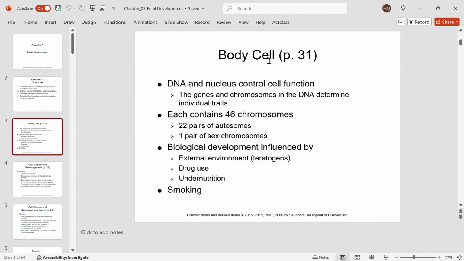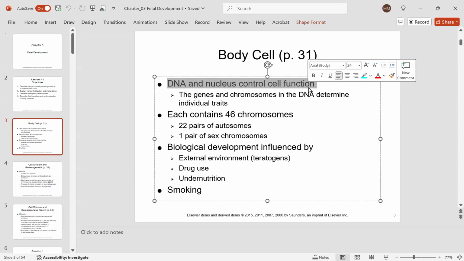So in your cells, you have the DNA and the nucleus. The nucleus controls the cell. This is kind of a review of anatomy and physiology. Whatever genes and chromosomes are in a person's DNA, that's what makes you you, right? They determine your individual traits. So every person contains 46 chromosomes. 22 pairs are the autosomes, and the last pair, the 23rd pair, is the sex chromosomes.